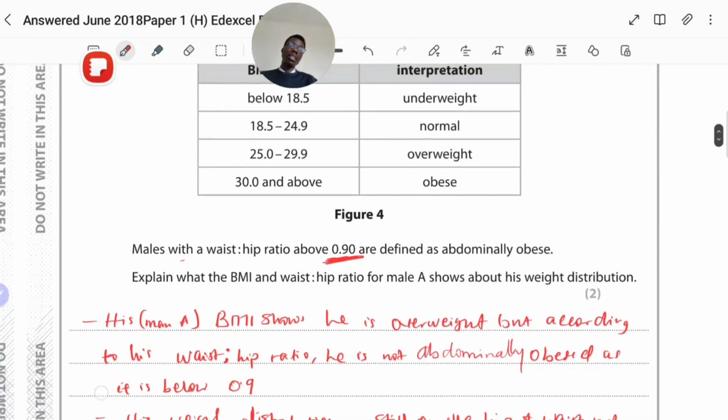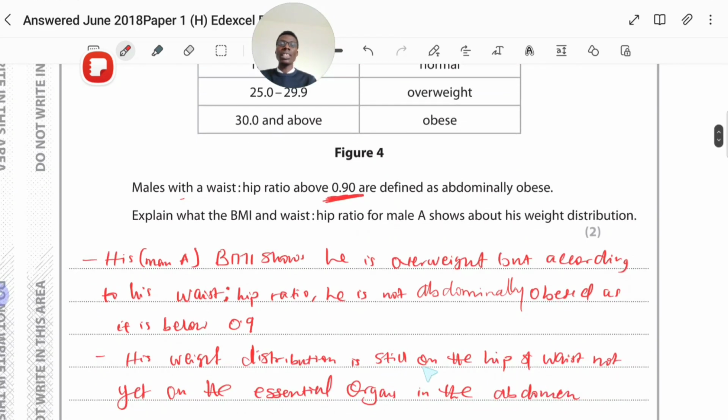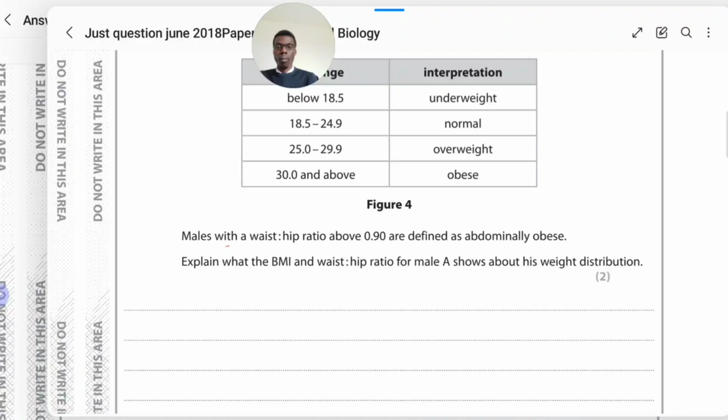When people are said to be abdominally obese, it means that the fat in their body has gone to a level where it's now in the abdomen, and that means it's going to be covering the likes of the liver, some sort of organ, so to say. That's what it says: his fat distribution is still around the hip. It has not gotten to the essential organs in the abdomen. That's what that means, really. Being abdominally obese is also called central obesity, which means that the fat is accumulated around the abdomen. Right? Hope that makes sense. Next question.